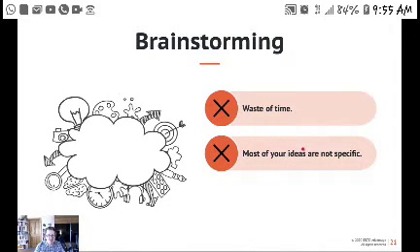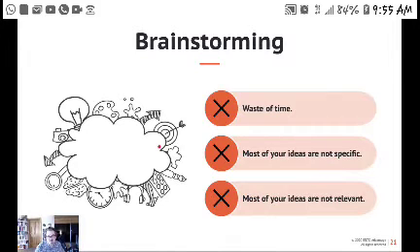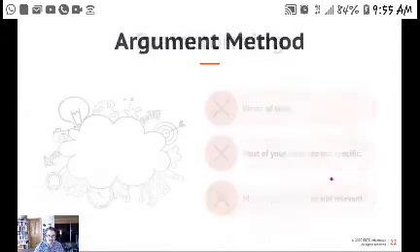Most of your ideas are not going to be specific. Brainstorming was designed not for Task 2, it was designed to enable people to think of as many different irrelevant ideas as possible. And most of your ideas, therefore, will not be relevant. So you need to avoid brainstorming because you will waste a lot of time and produce irrelevant ideas. So you'll do the two things that you should never do on the test: waste time and produce irrelevant ideas.